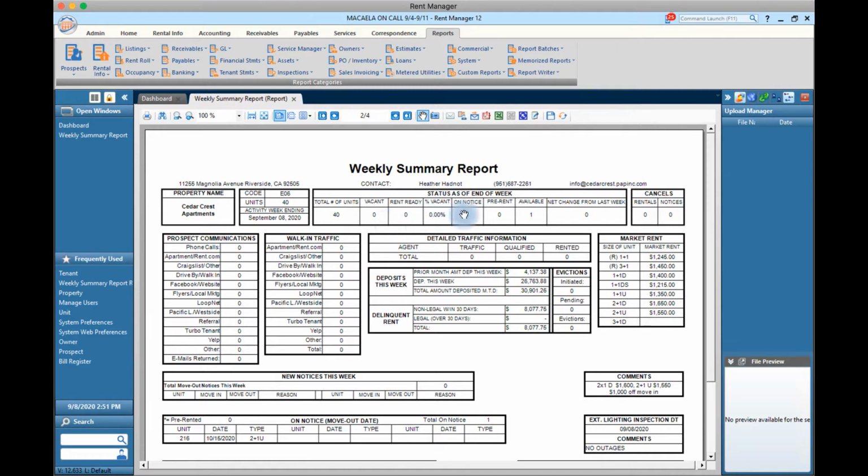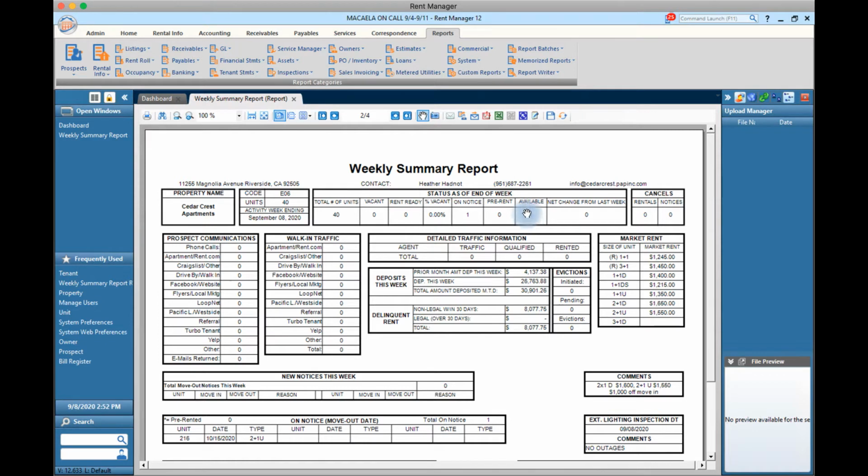It looks like we do have one unit on notice, and that will be displayed right here. It's not a new notice, because if it was a new notice, it would be displayed right here. This unit went on notice a couple weeks ago, and the move out date is right here: they'll be moving out on 10/15/2020. It's unit 216, and it's a 2+1. This unit is not pre-rented. So we really have one available unit right here.